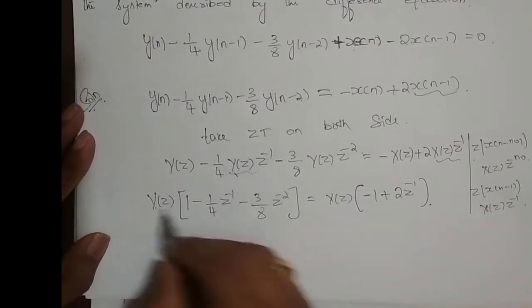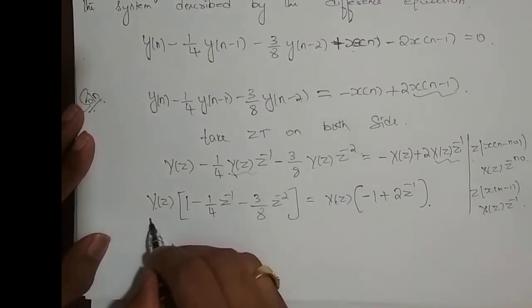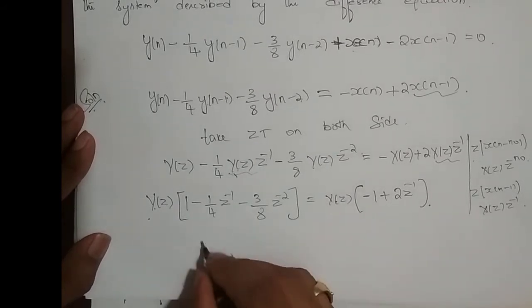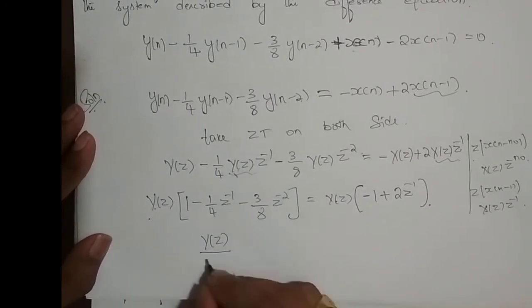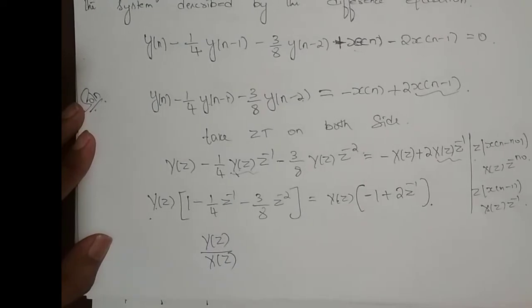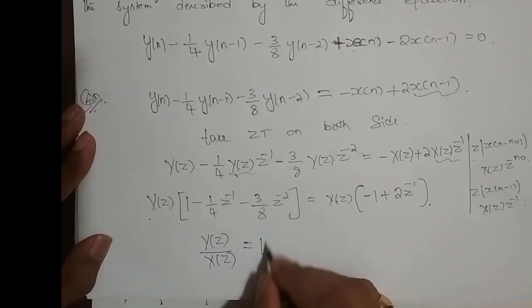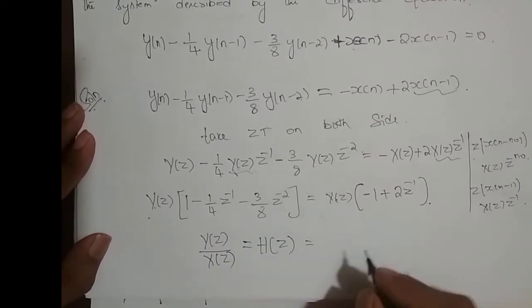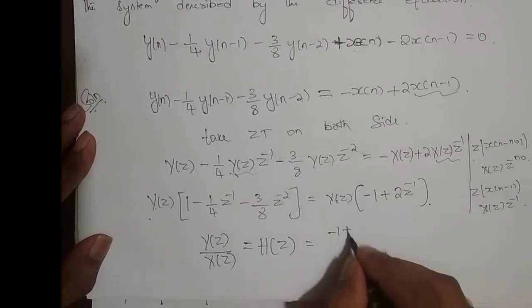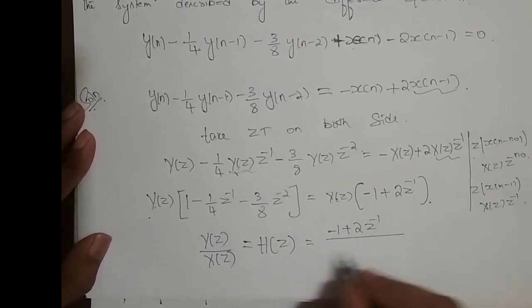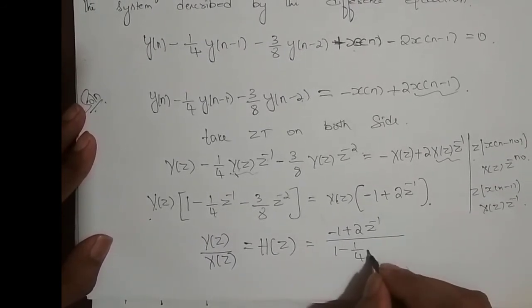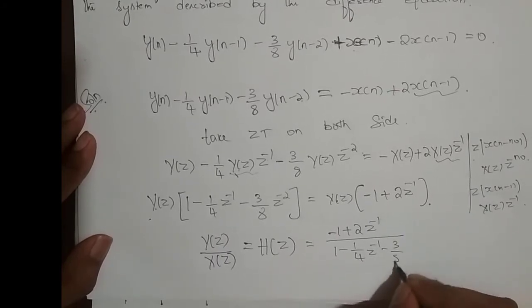Okay. Now I'll bring this in the form of Y(z) by X(z). I have Y(z) here. X(z) I'll take to the left hand side, and this I'll take to the right hand side. So Y(z) by X(z), and what is Y(z) by X(z)? This is nothing but our system function H(z), which is equal to minus 1 plus 2 z power minus 1 divided by 1 minus 1/4 z power minus 1 minus 3/8 z power minus 2.